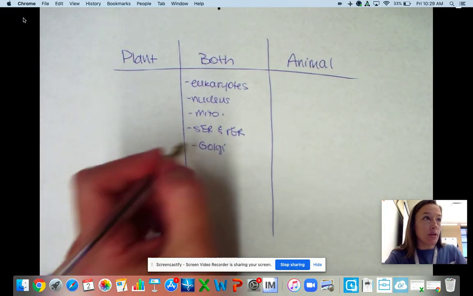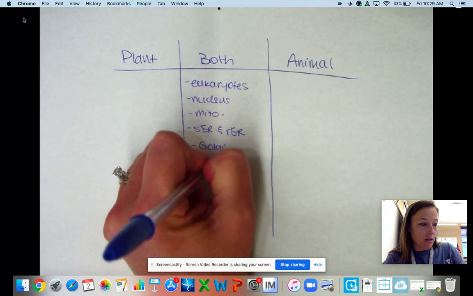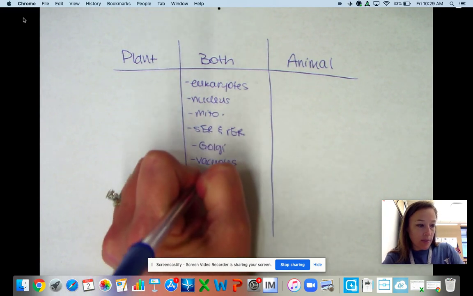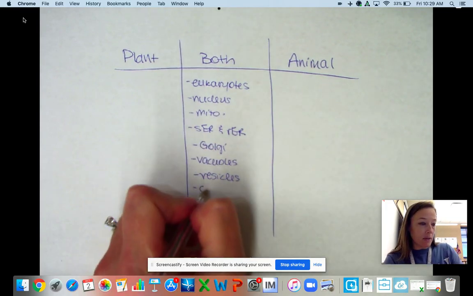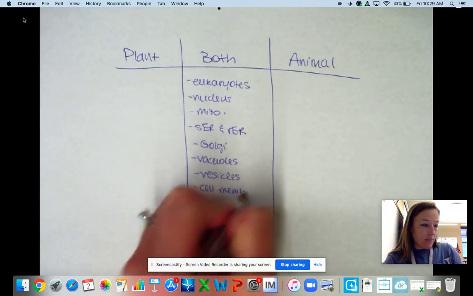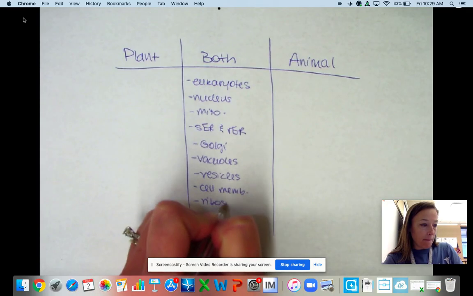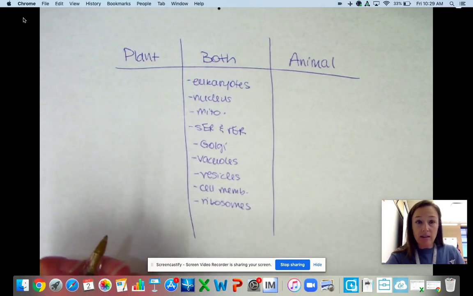They are both going to have vacuoles, although they may look different. We'll talk about that in just a second. They're both going to have vesicles. Okay, so they're going to have all those things. They're going to have cell membranes and ribosomes. Okay, but how are they different?